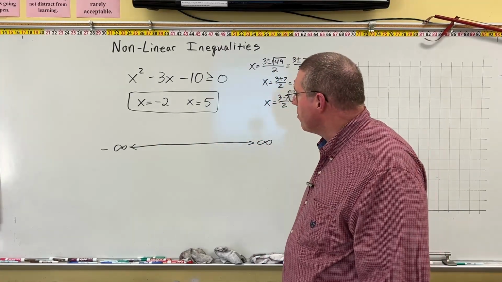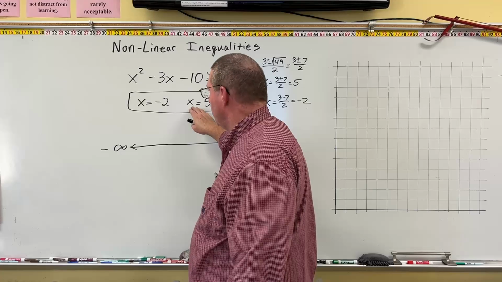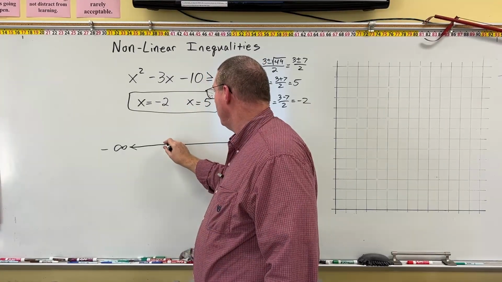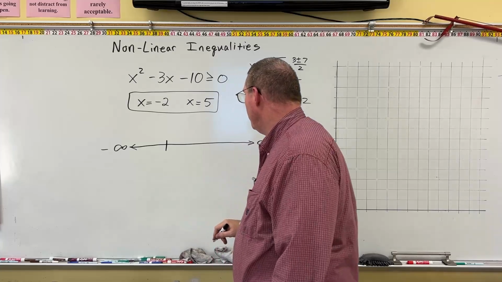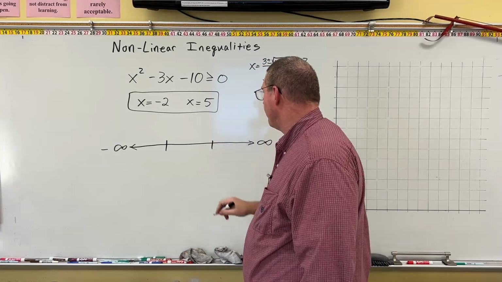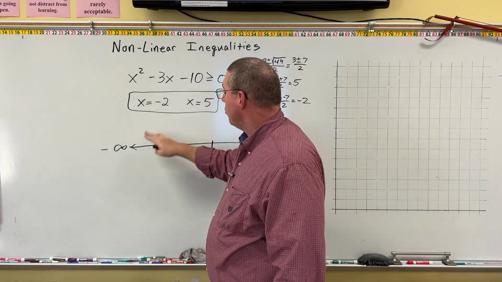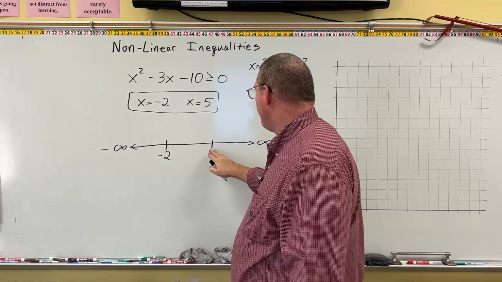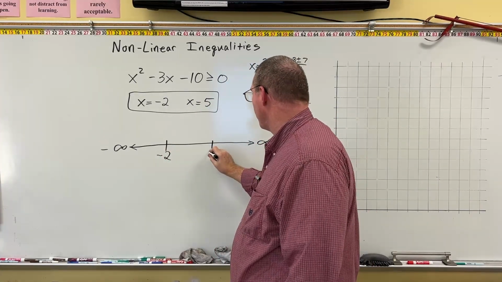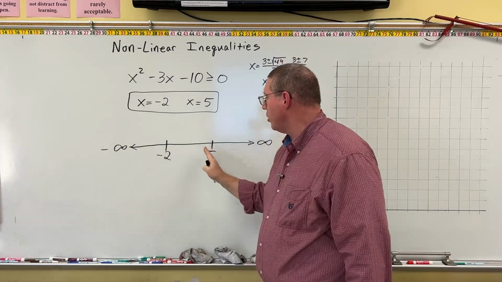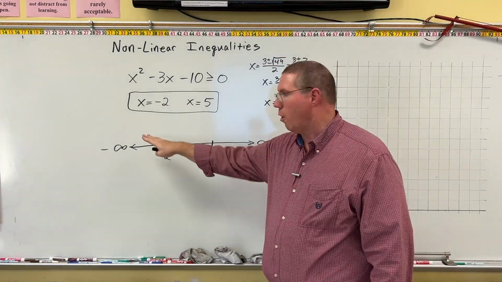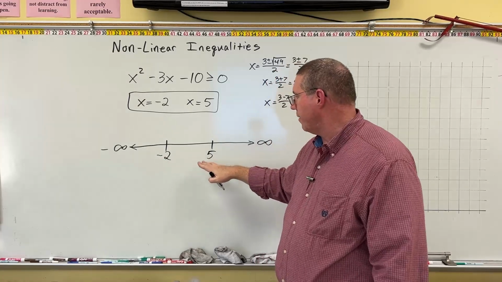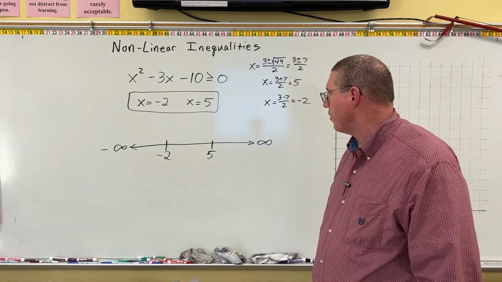Then for every critical value you have, and we have 2 of them, you're going to put a little vertical dash through. We're going to put one here, and we're going to put one here. Negative 2 is closer to negative infinity than 5, so we're going to put negative 2 here. 5 is closer to infinity, so we're going to put 5 here. So you're putting them in the correct order on this horizontal line because it's an x-axis. Smaller numbers, negative numbers over here, positive numbers, larger numbers over here.